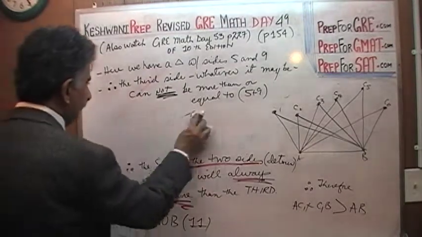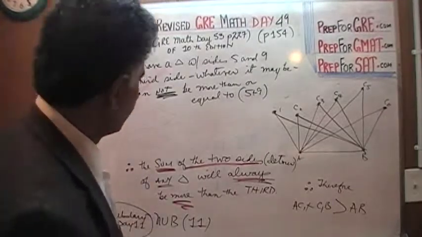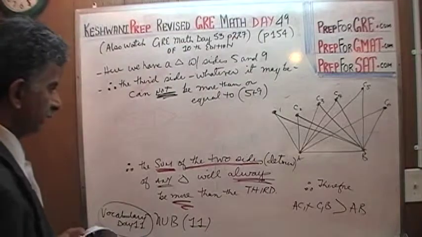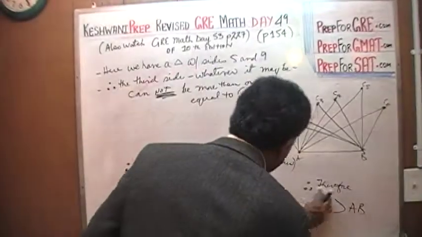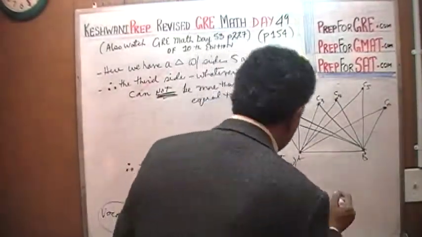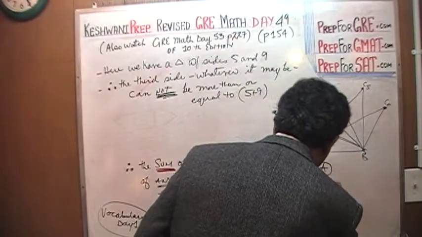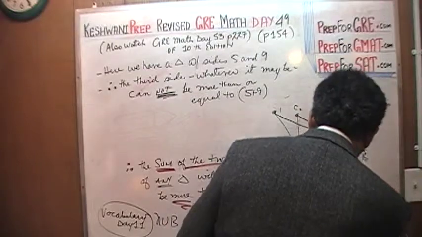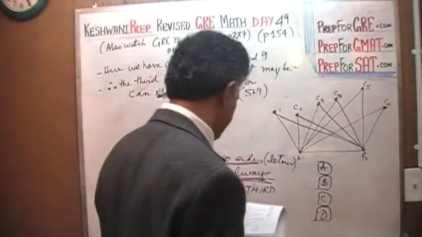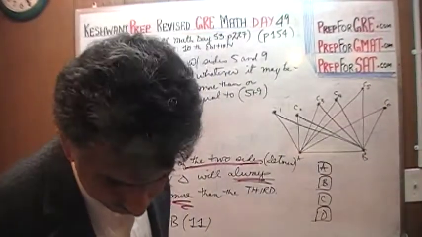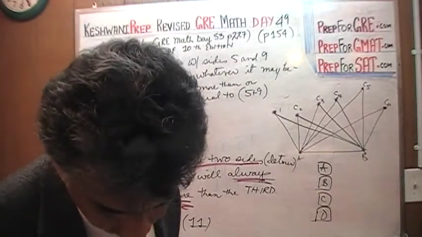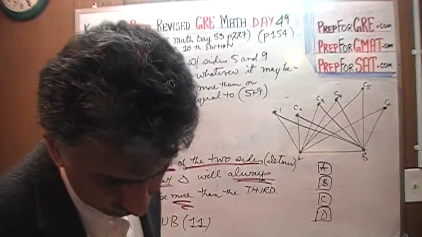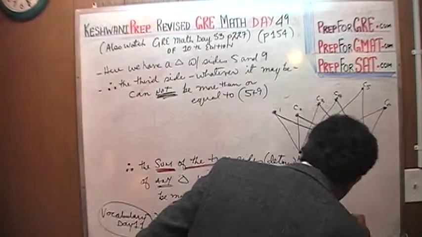Let's see what the answer choices are. Where can we put the answer choices? I'm running out of room, big time. Let's put them here. Answer choice A, B, C, and D. What does A say? A says 3, B says 5, C says 8 and D says 15.